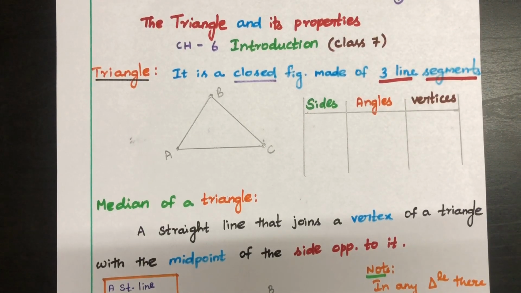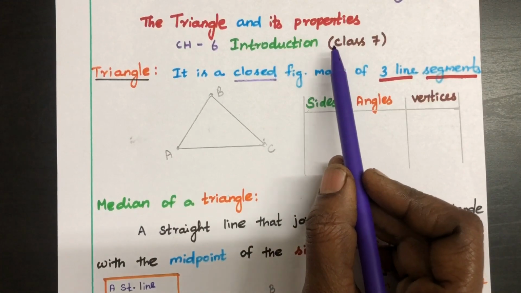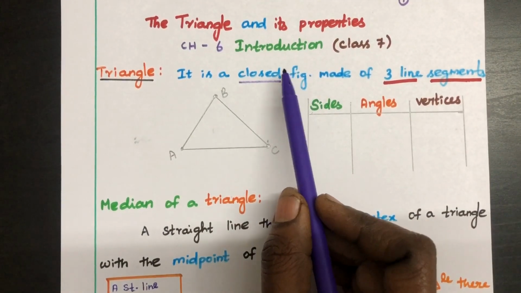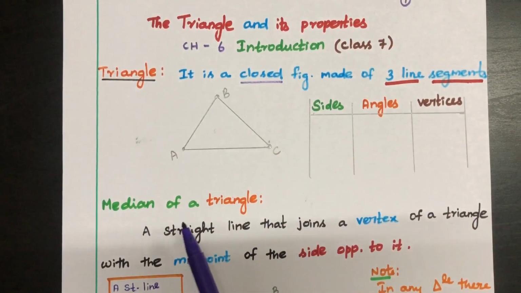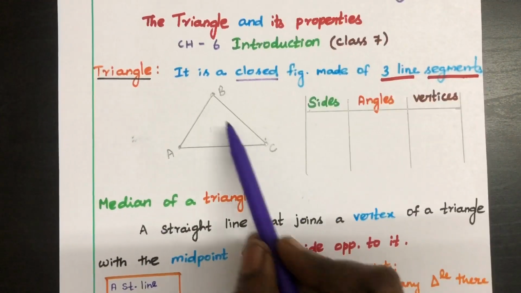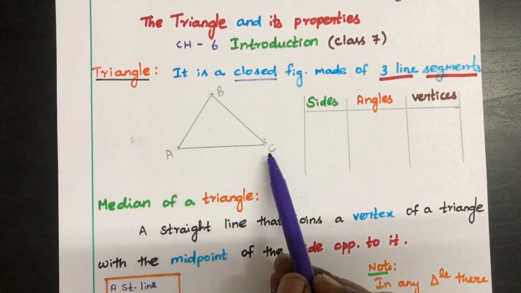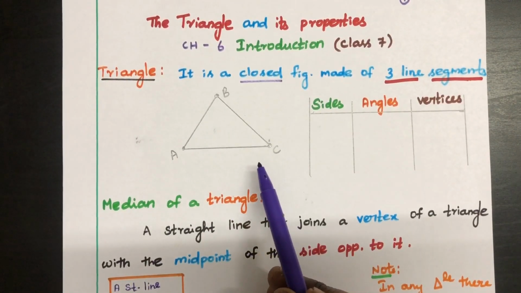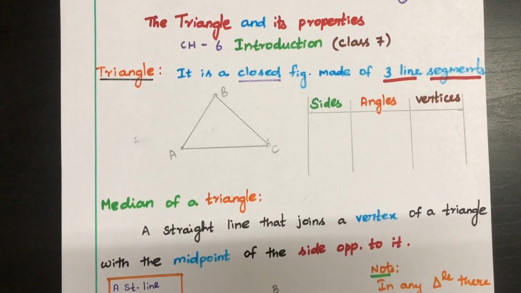Today we are going to learn the triangle and its properties. Chapter 6, Introduction part for class 7. First, triangle. What is a triangle? It is a closed figure. Closed means not open, fully closed. It's a closed figure made of 3 line segments. Just keep it in mind.